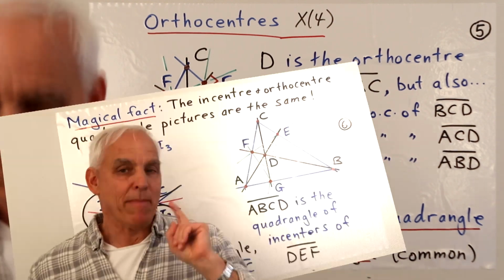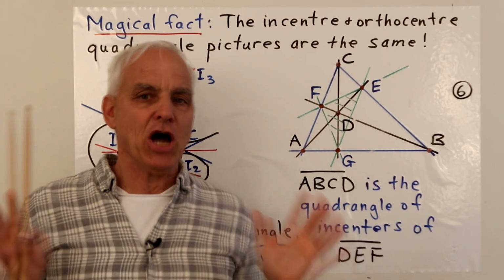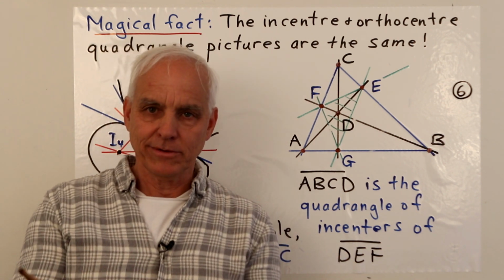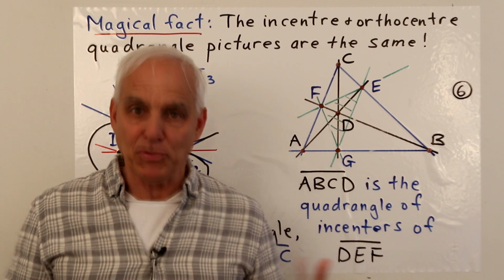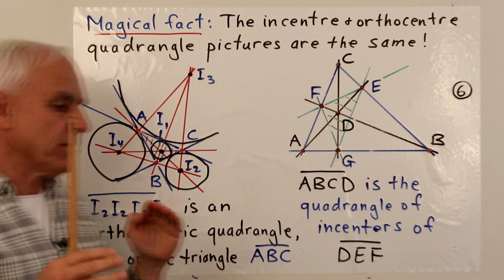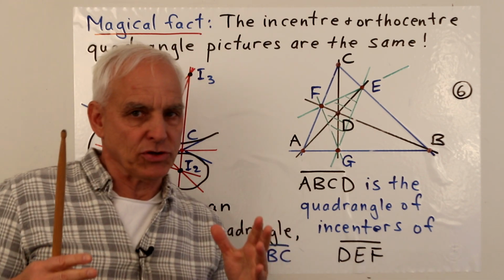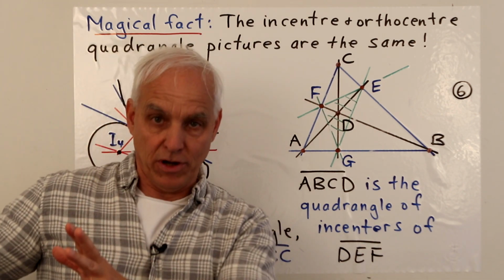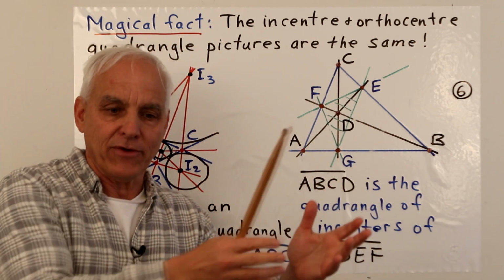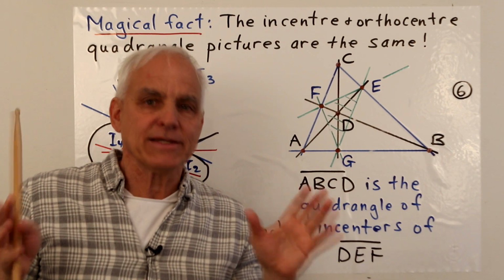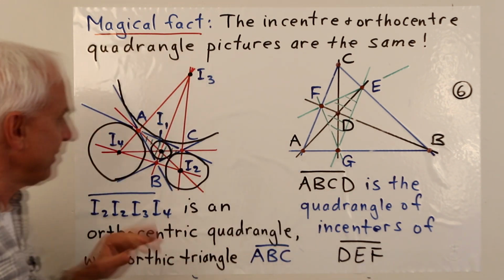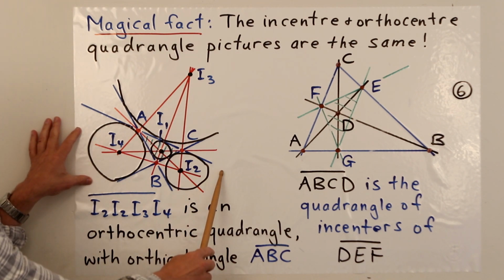Okay, so now I can tell you a magical fact. Something which is not obvious, something which you look at and say, wow, that's cool. And that's typical of the beauty of triangle geometry. It's that these 2 diagrams I've shown you, these 2 pictures of the incenter story of a triangle and these orthocentric quadrangles, are really, in some sense, the same picture. Okay, so let me show you. So here's the first picture that I started with.